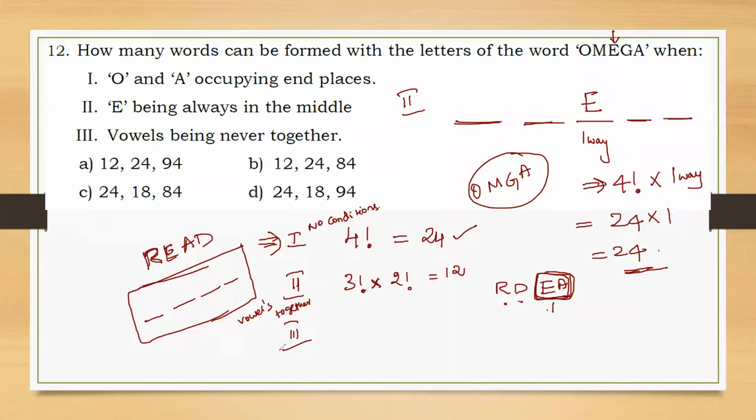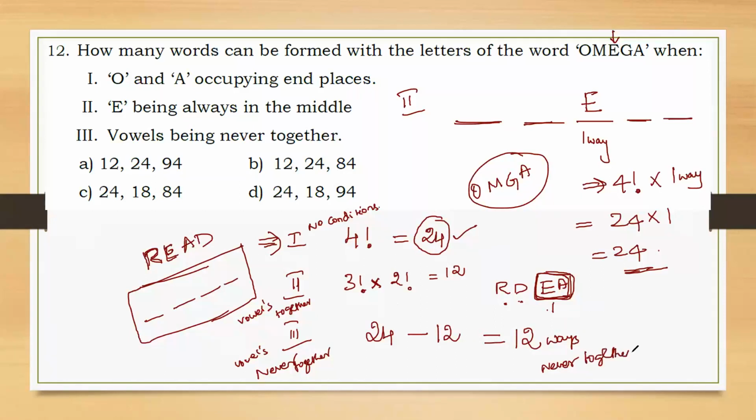Now the third point: vowels never together. We know the total number of ways is 24. In those 24, there may be vowels together or never together. If you subtract 12, the vowels-together cases, you will get 12 ways for never together. Is it clear?